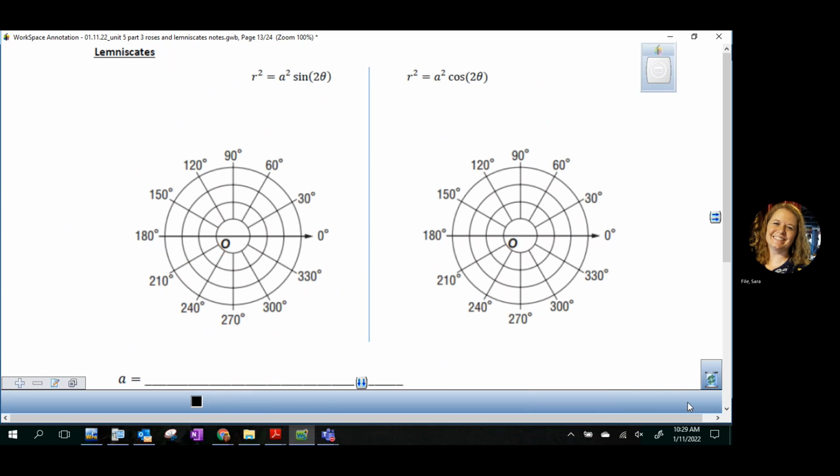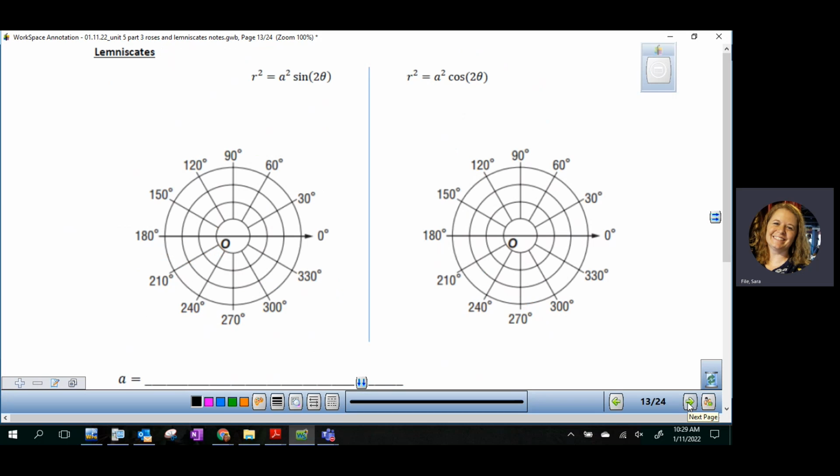All right. Last shape today is what's called a lemniscate. And I know that doesn't look like that's how it's pronounced. Lemniscate. Okay, kind of like limousine was pronounced different than it looked. They're French. All right, so what is different about these equations?